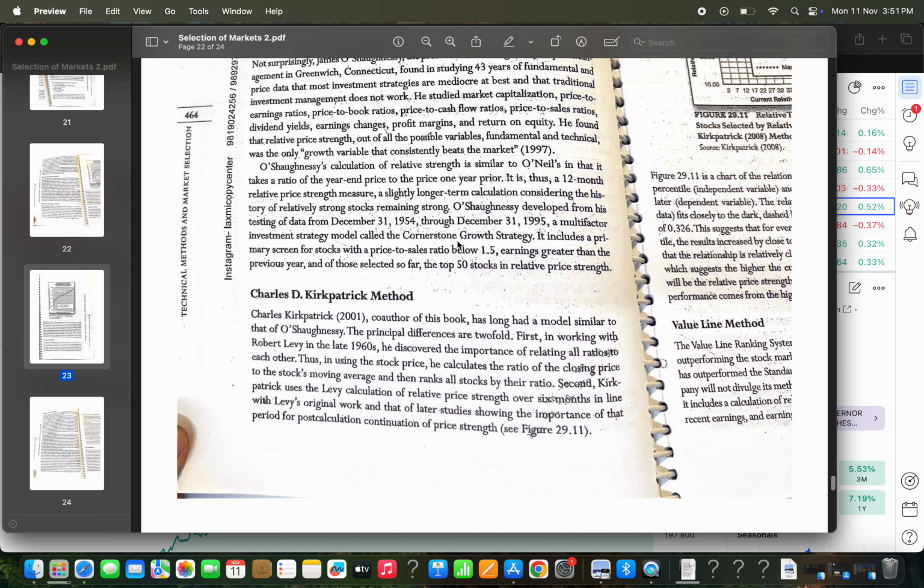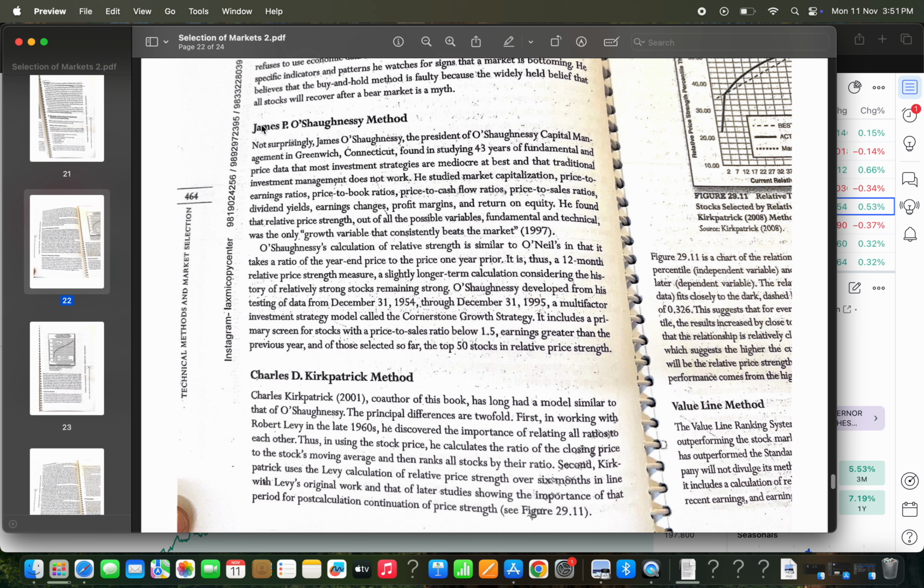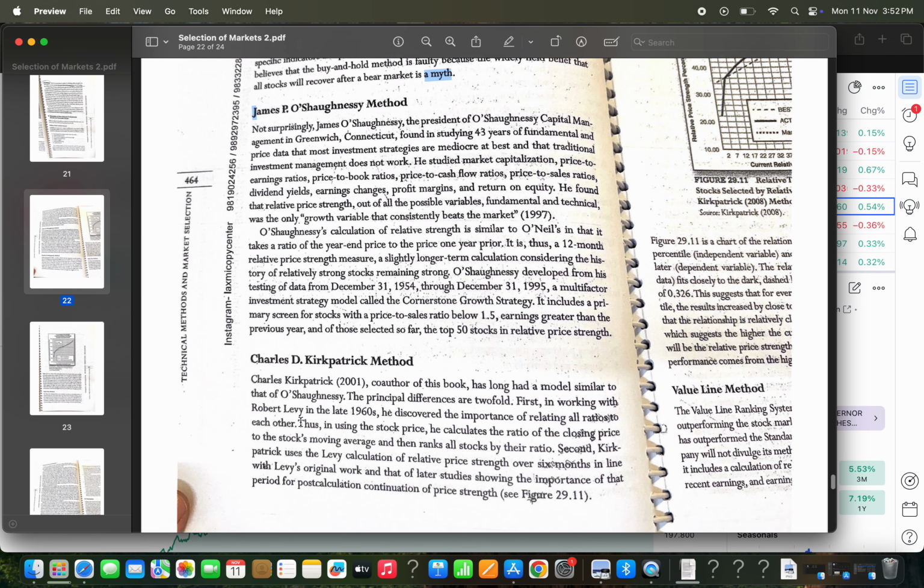So William O'Neill gave us the CANSLIM method, and you know what CANSLIM is. And when you talk about the leader, you are going to calculate the 12-month price change of every stock and see which is most weighted in the last 3 months. And then you have the James P. O'Shaughnessy method. And when you talk about the O'Shaughnessy method, what you understand is that he basically calculated all of the ratios. Okay, and he used the ratios in order to find the stocks.